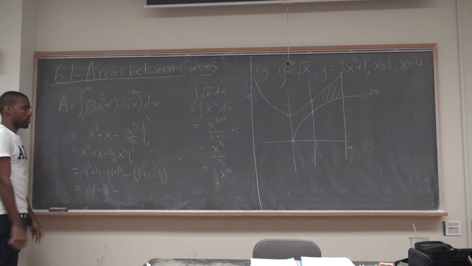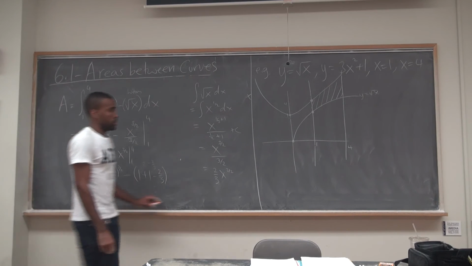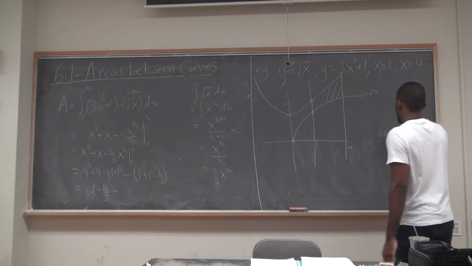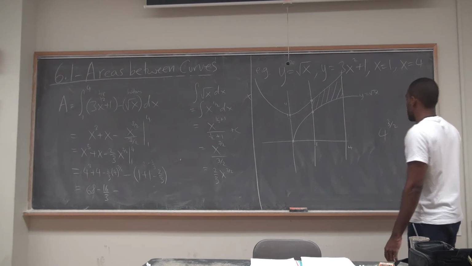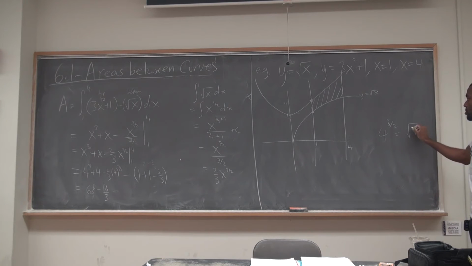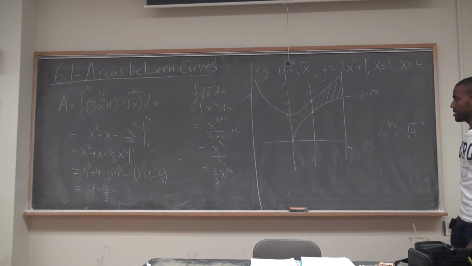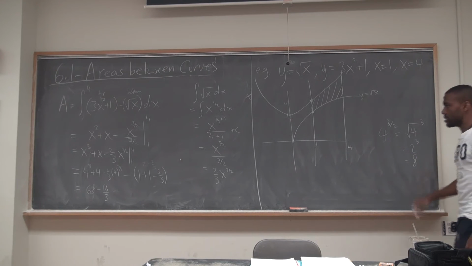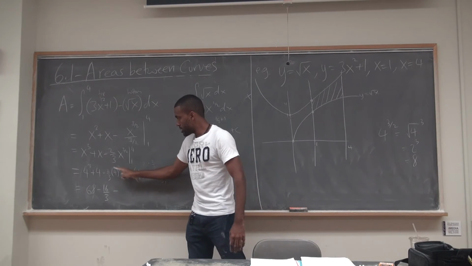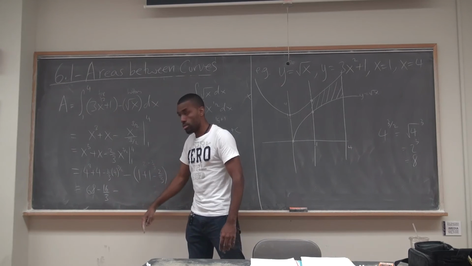How did you do that thing with the 3 over 2? You got 16 over 3. Yeah, you took the square root of 4 and then you cube it, because of the power. Remember? Way back, we're taking it way back. So it's radical 4, which is 2, then you cube it, you get 8. So this would be 8 times 2, which is going to give me 16.